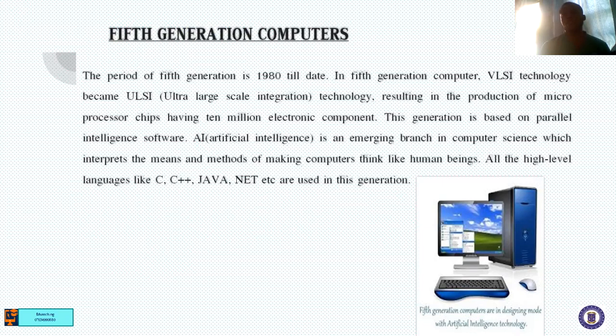This generation is based on parallel intelligence software. Now, when we talk about parallel intelligence software, we simply refer to AI. AI here simply means artificial intelligence. Now, artificial intelligence is an emerging branch in computer science which interprets the means and method of making computers think like human beings. When we talk about artificial intelligence, we are simply referring to the robots.